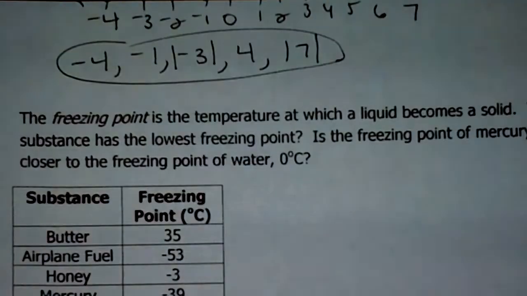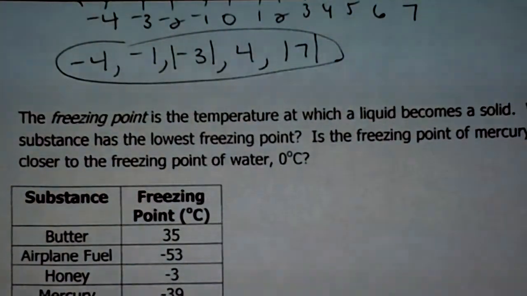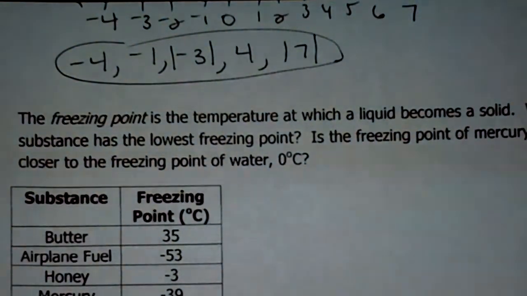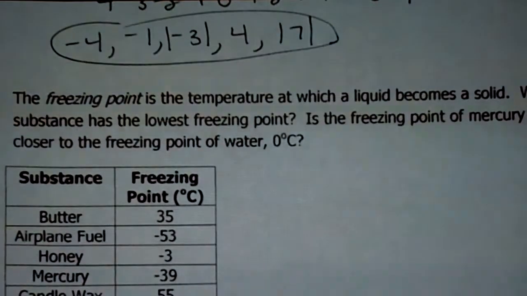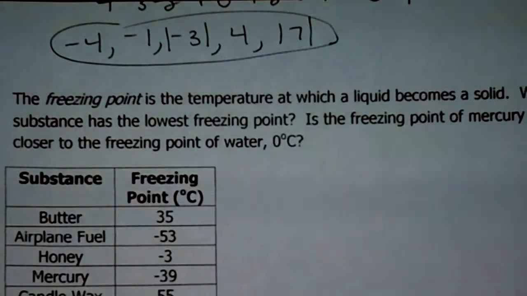All right, last but not least, we have a lovely little math story. Some people call them story problems, but you have enough problems, I'm sure, so it's a math story. The freezing point is the temperature at which a liquid becomes a solid. It's exciting. Which substance has the lowest freezing point? And is the freezing point of mercury or butter closer to the freezing point of water, which is 0 degrees Celsius? So this is a two-part problem.